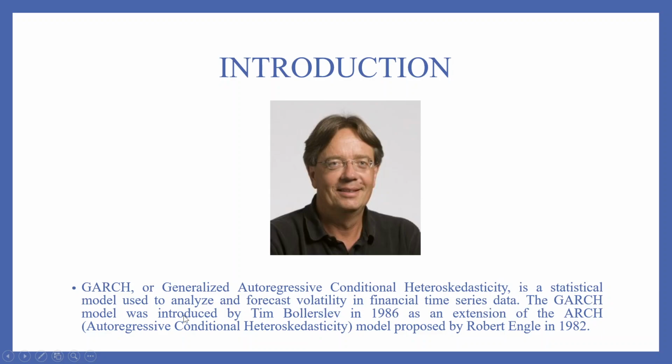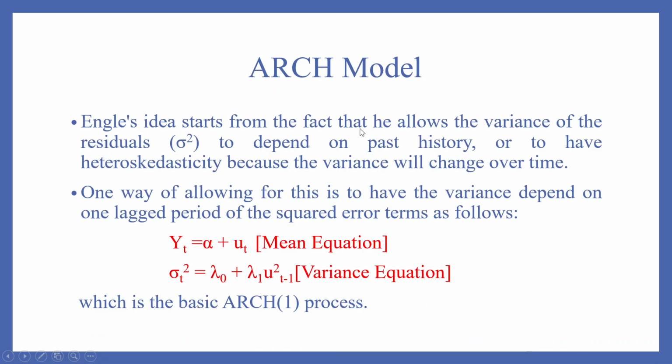data. The GARCH model was introduced by Tim Bollerslev in 1986 as an extension of the ARCH, that is autoregressive conditional heteroscedasticity model proposed by Robert Engle in 1982. Engle's idea starts from the fact that he allows the variance of the residual sigma square to depend on past history, or to have heteroscedasticity, because the variance will change over time.